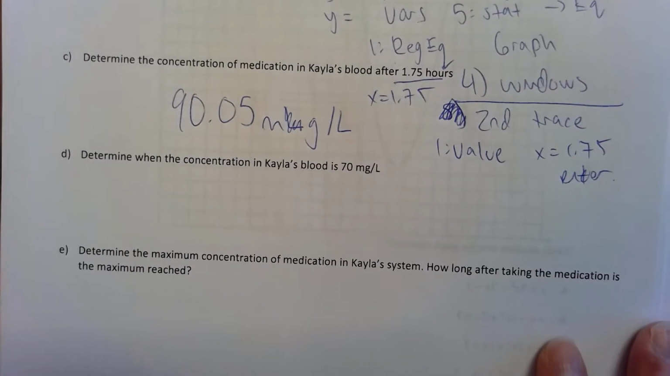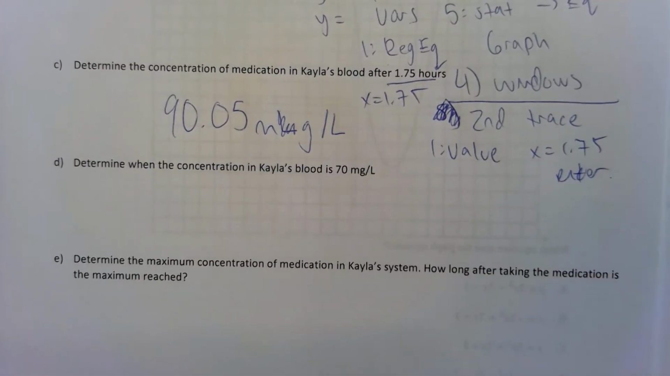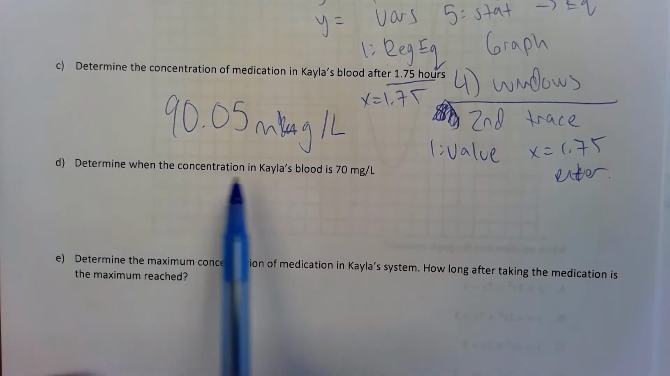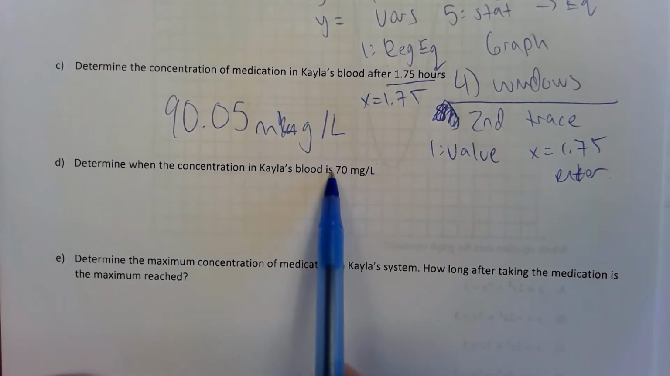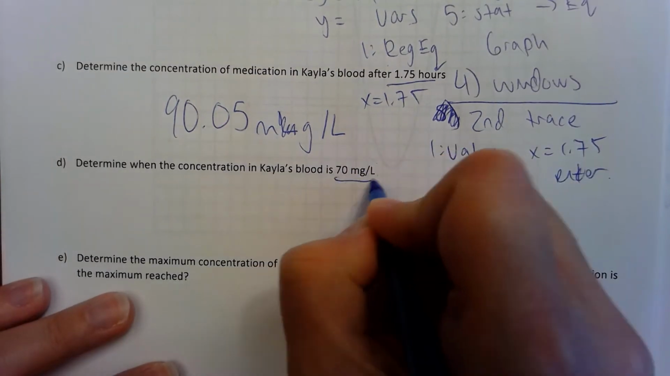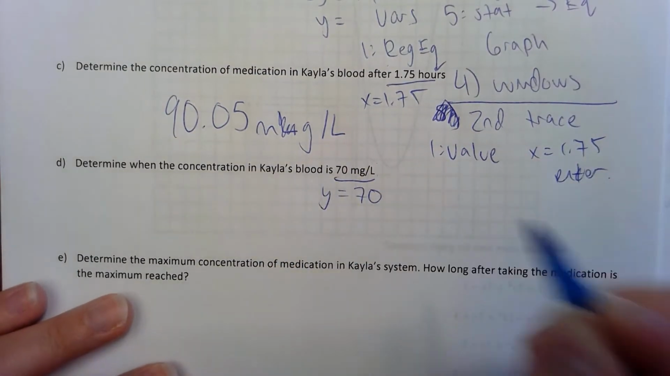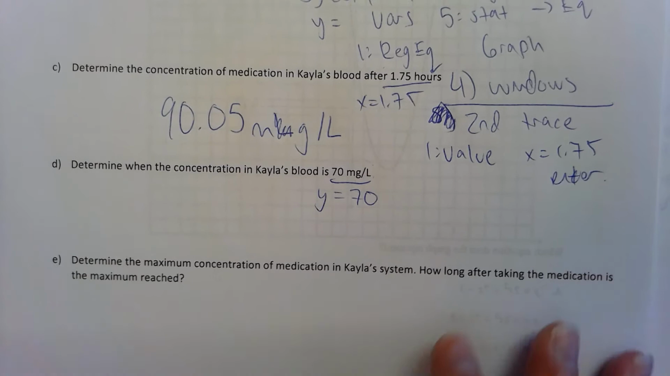And it showed me that value. Okay, kind of going the other way now. Determine when the concentration is 70 milligrams per liter. So this time they give me the y value. And that's the more annoying way. Your calculator doesn't have a great way of doing that.